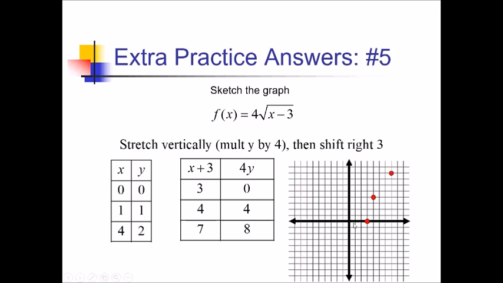Yep. Now, since we started with 0, 0 for the original square root function, that's the endpoint. 3, 0 that came out of that is the new endpoint. So we're starting at 3, 0 and going through the other points in one direction.